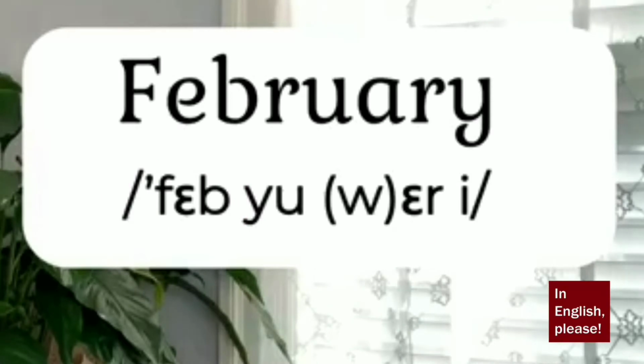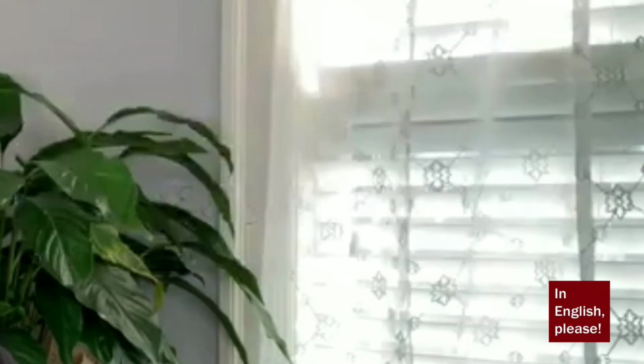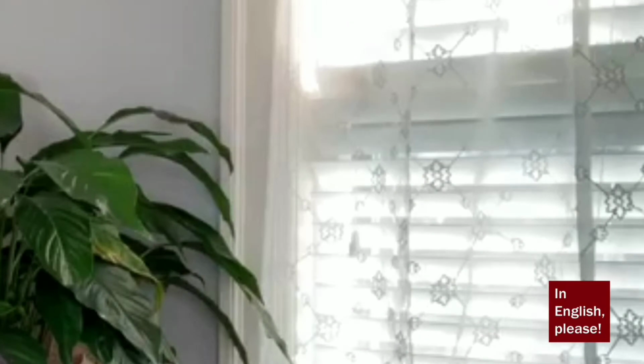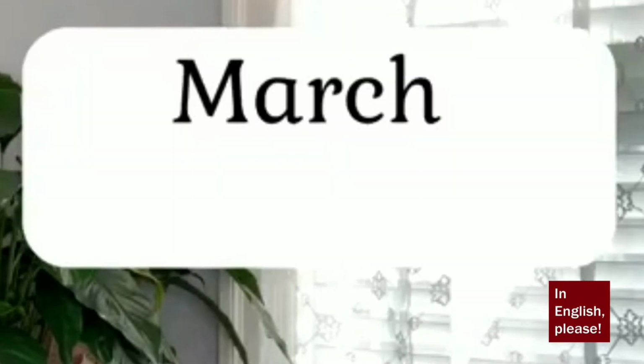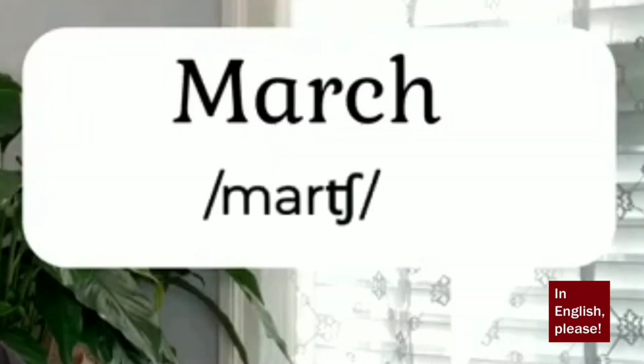February is the second month of the year. February. Repeat after me. February. The third month of the year is March. It's a one-syllable word with a stress on the R, mar sound.